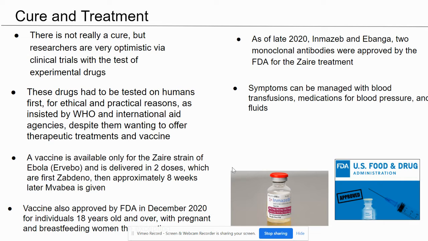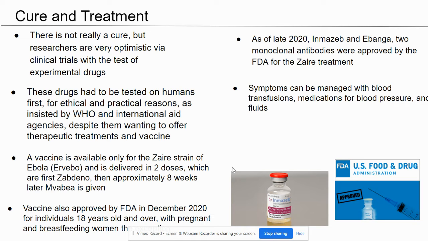Cure and treatment. Unfortunately, there's not really a cure, but researchers are very optimistic through clinical trials with the testing of experimental drugs. WHO and international agencies insisted that the drugs be tested on humans first for ethical and practical reasons, despite wanting to offer therapeutic treatments and a vaccine.